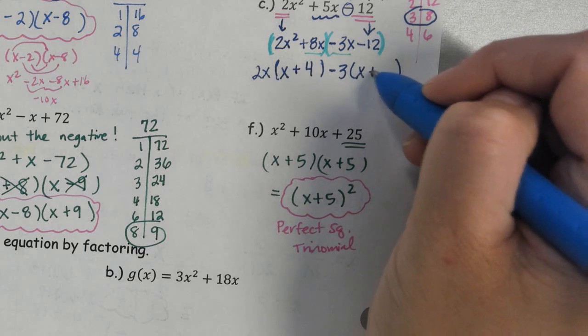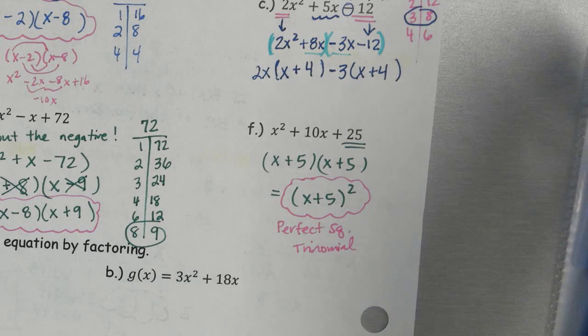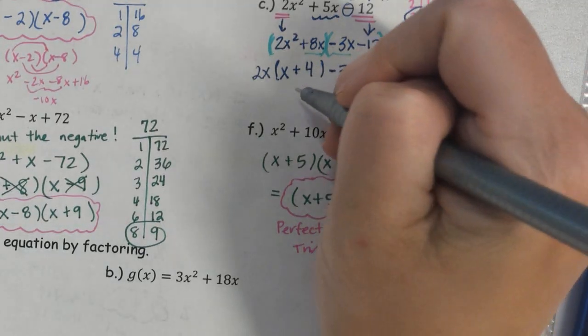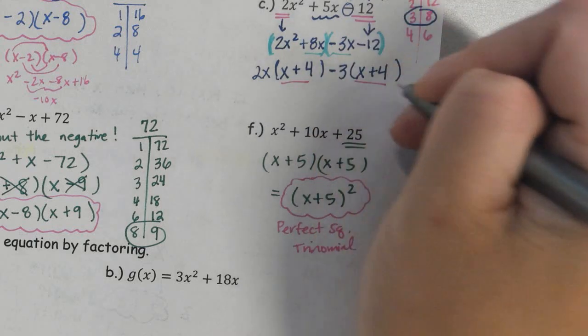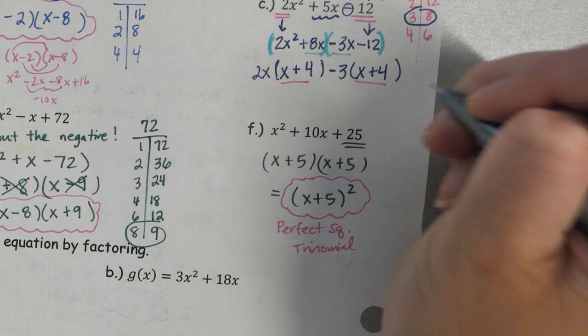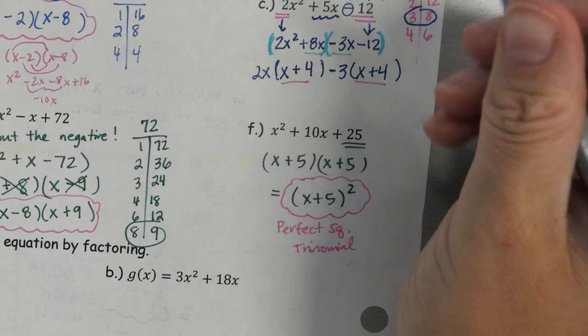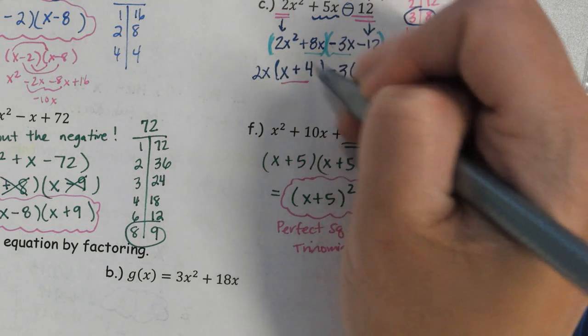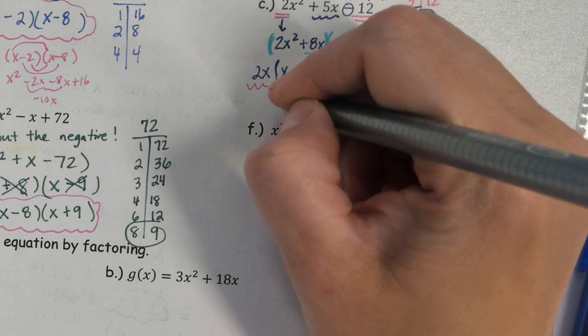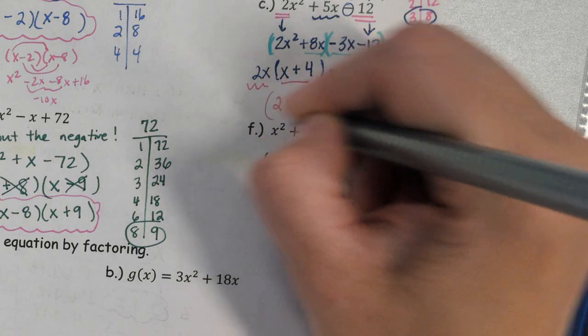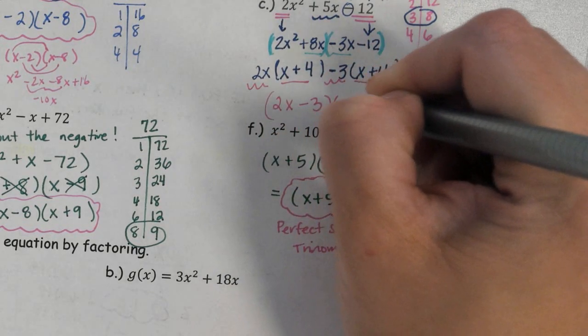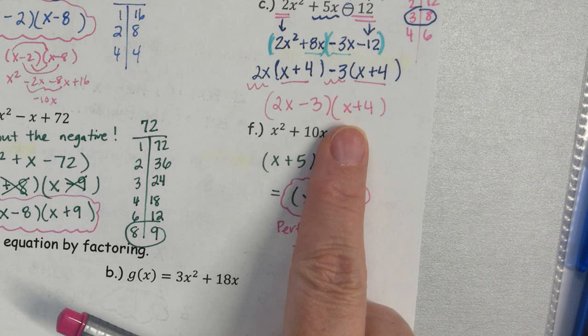Okay, so in order for this to work, whatever is in the parentheses has to match. So when you do that, you can actually factor out the x plus 4. If I factor x plus 4 out, I'm going to be left with 2x, and I'm going to be left with minus 3. And this is going to be your final answer.